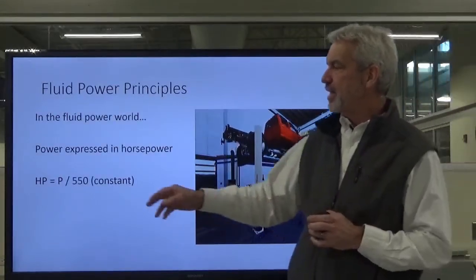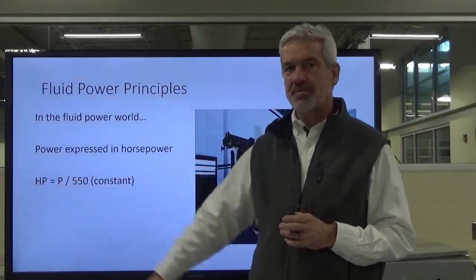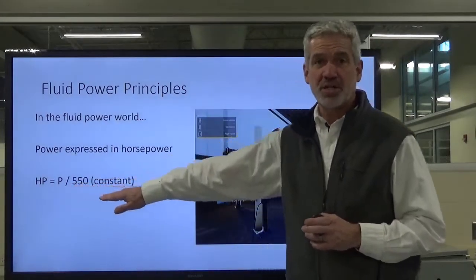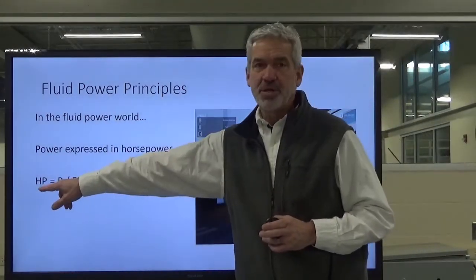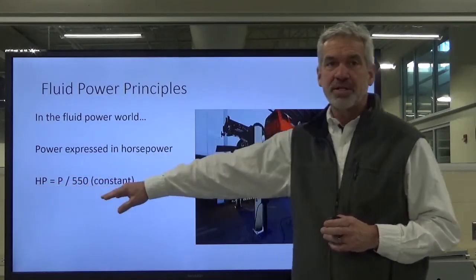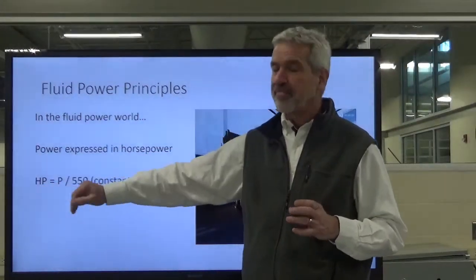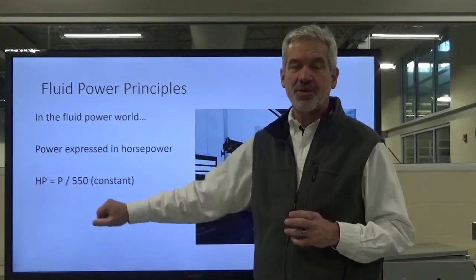What we do is we take the power number that we just came up with, and we divide that by 550. That number stays constant. Every time you go to calculate horsepower in this class or anywhere else, you're going to have the amount of power, which will vary, divided by 550, which will always stay the same.